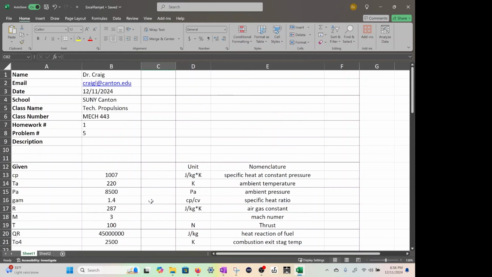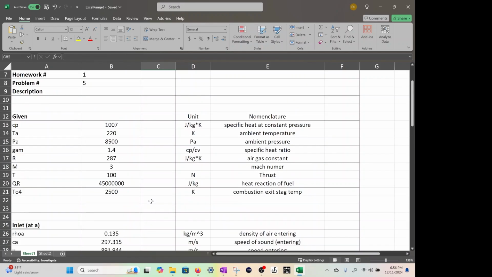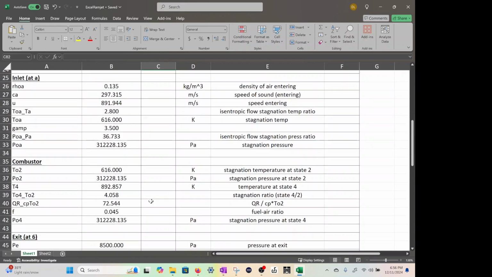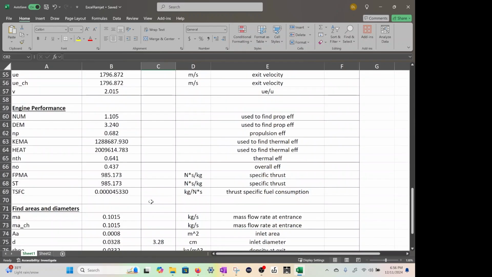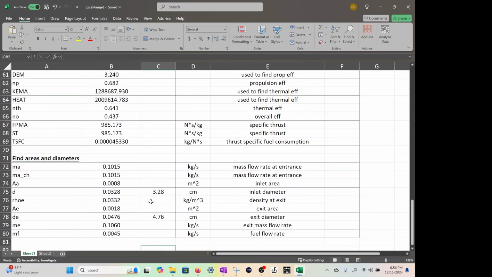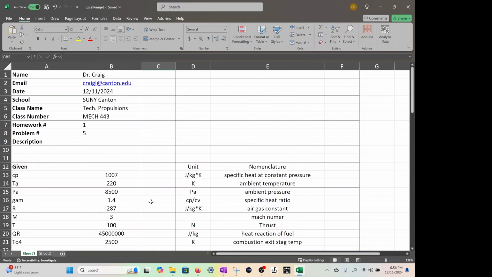So for this particular homework, take a look. If you have questions, let me know. But this should give you some numbers to compare and check. And you can make it in Excel, you can make it in Octave, you can make it in Python, whatever code or whatever programming language you're happy with.